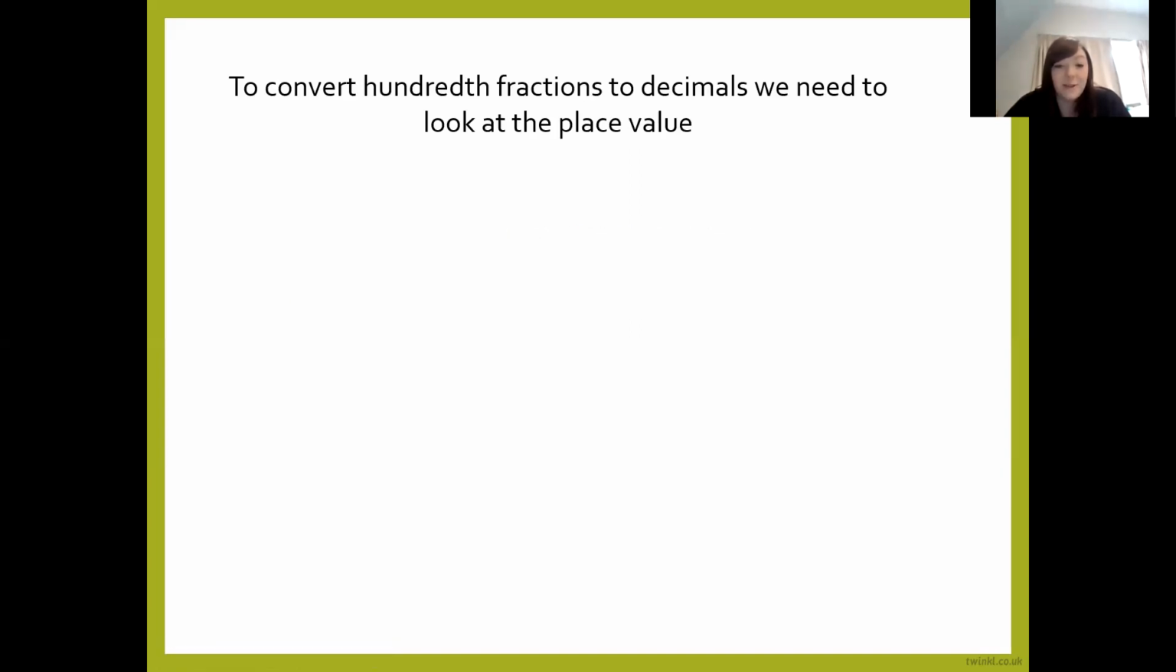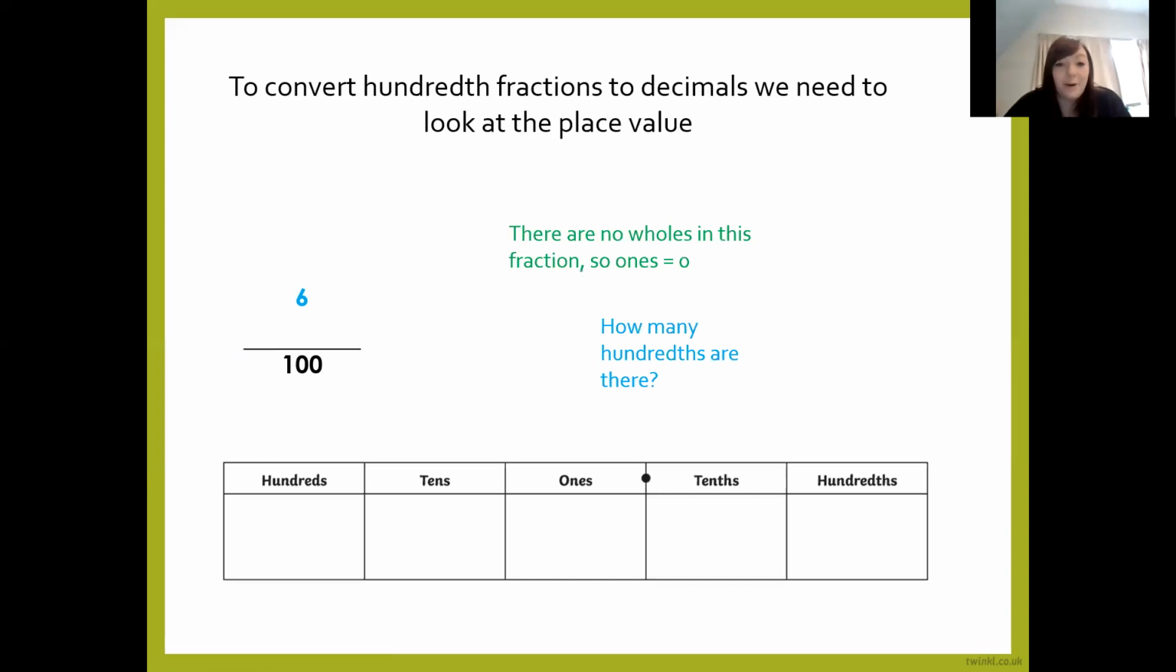Okay, so you should have 0 in your ones because there are 0 wholes. Then you have your decimal point. Then you have 0 tenths as your placeholder, and there are 6 hundredths. So 6 is going in the hundredths column. So 6 hundredths is 0.06. Well done.